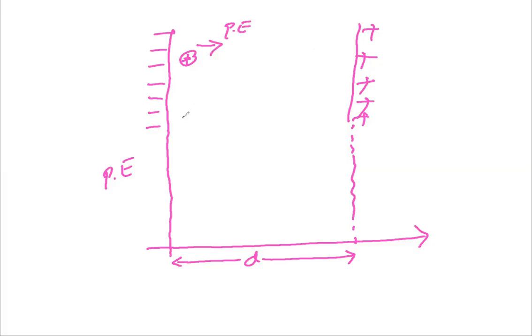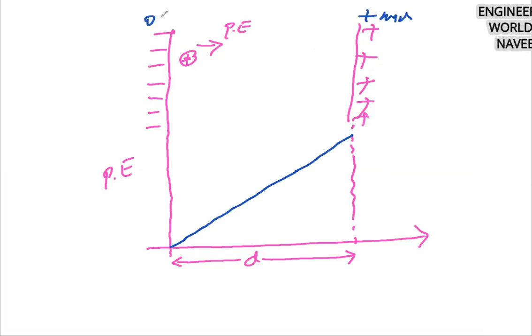linearly. So your graph will be like this. Your potential energy will increase with distance. If you move along the distance, your potential energy will increase like this. Okay. So here you will get maximum potential energy, and here you will get zero potential energy, or minimum potential energy. So here you will get zero, and this will be your maximum potential energy.